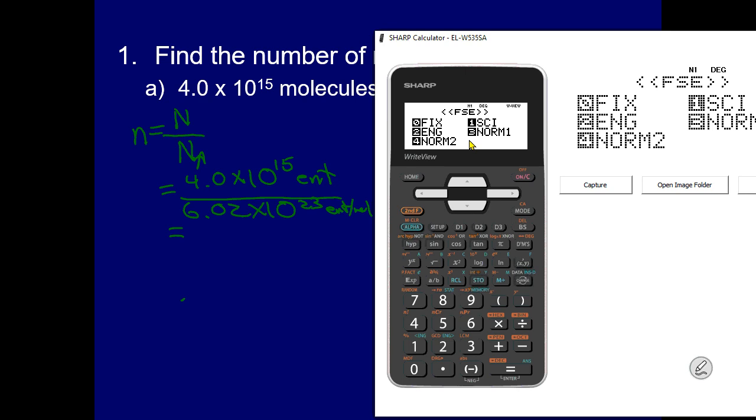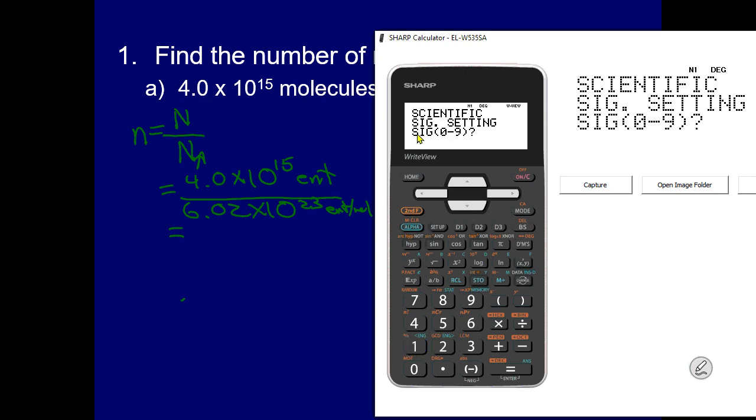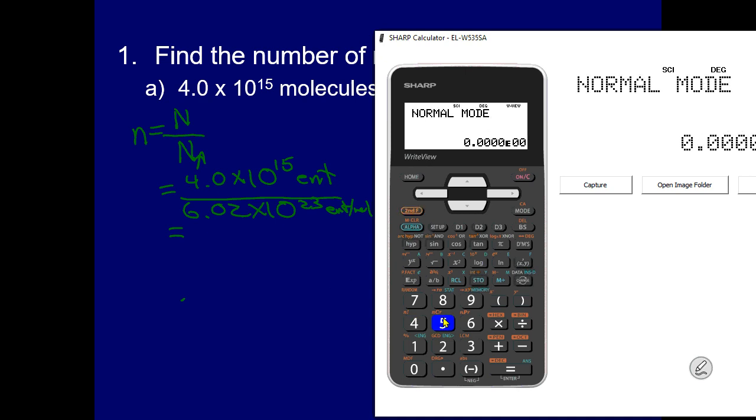Each calculator is different. Come and talk to me if you can't get your calculator into scientific notation. F stands for fixed, scientific, and engineering notation. I want scientific notation. How many significant digits do I want? In this case, I only want 2, but I'm going to put 5. I'm going to let my own figure it out.